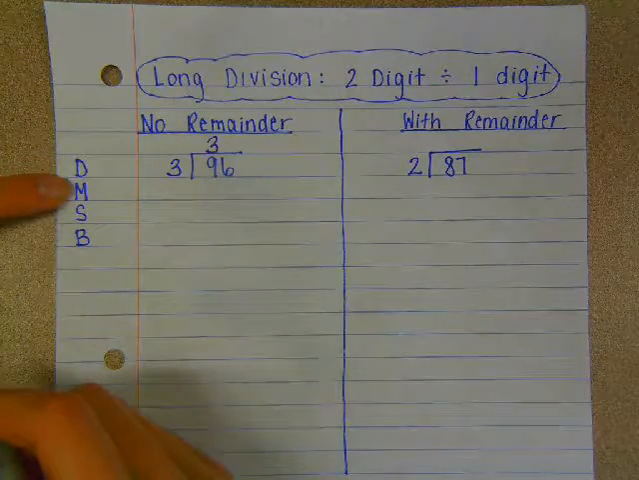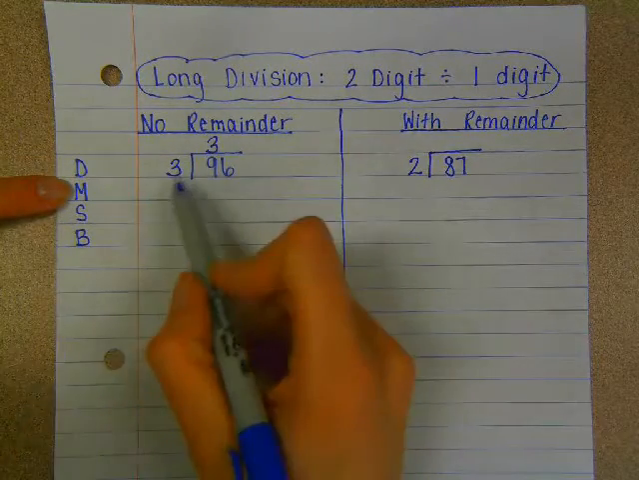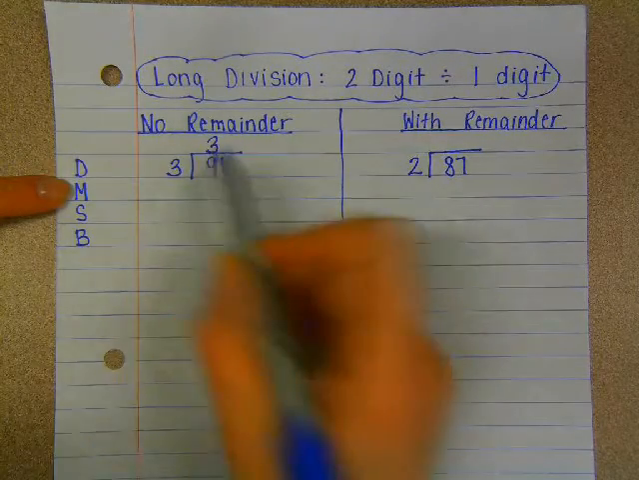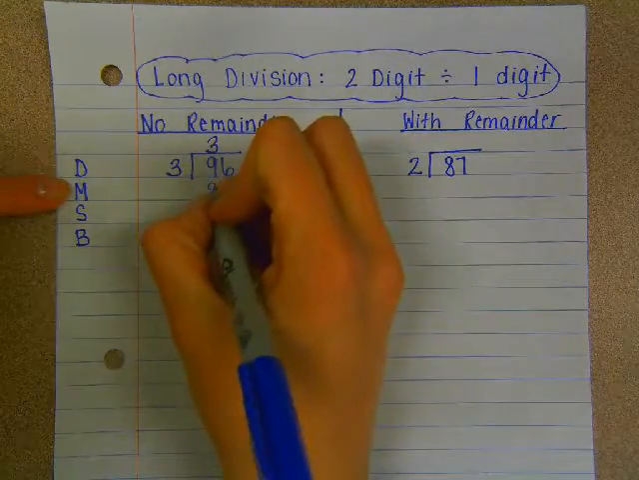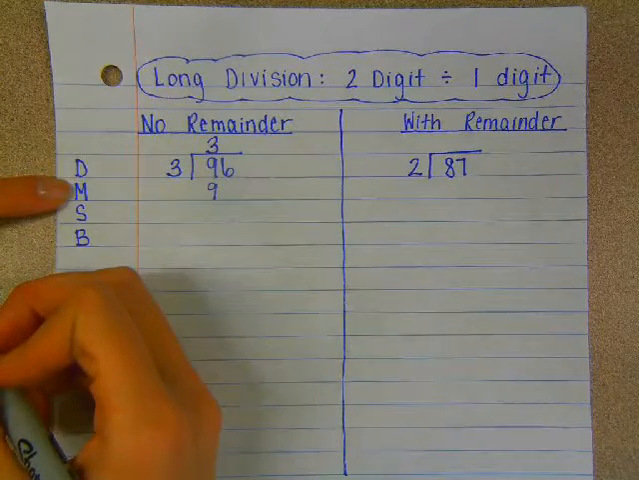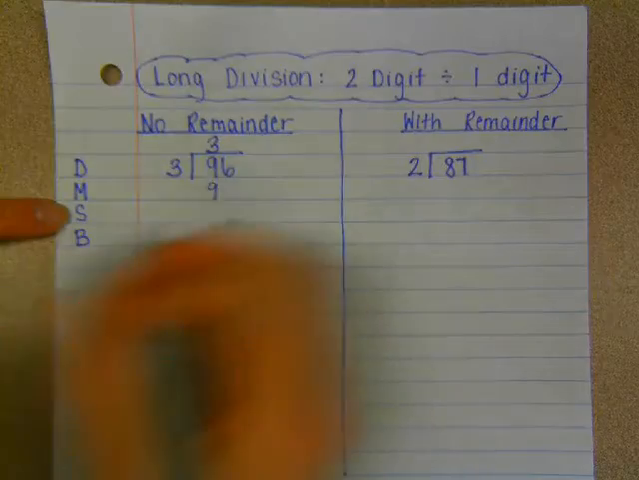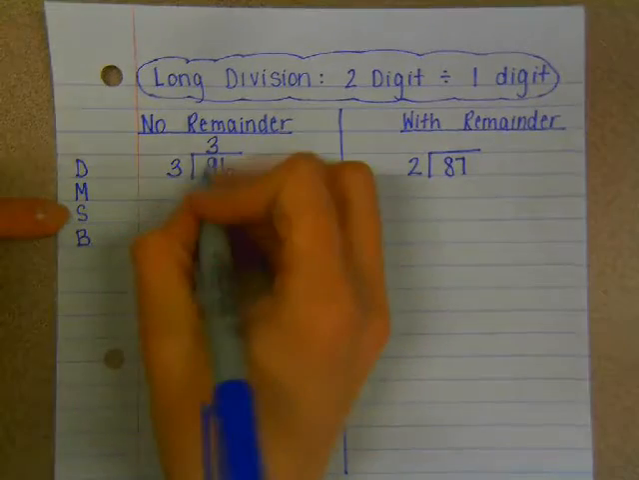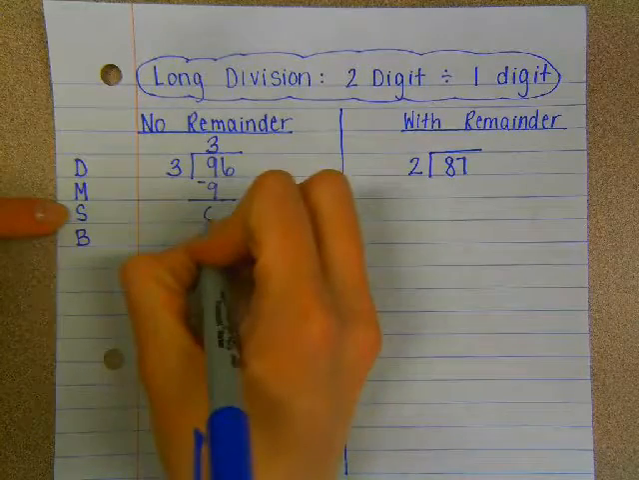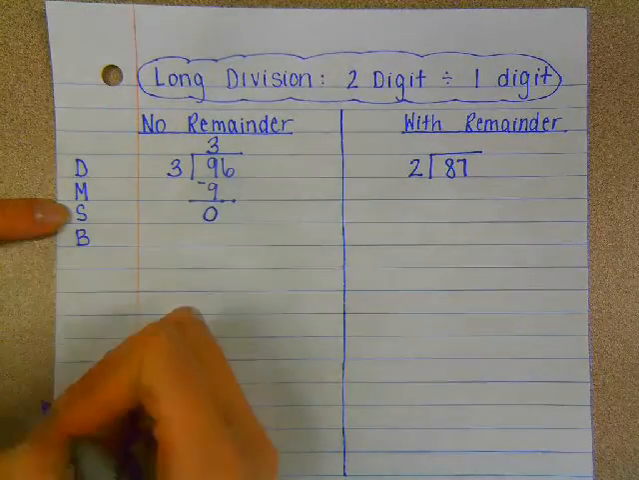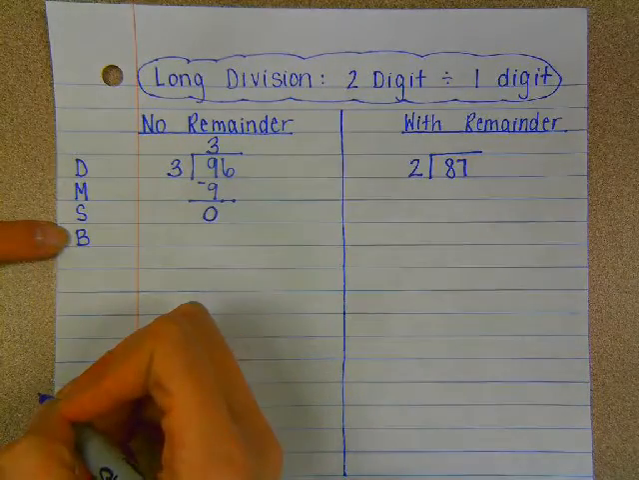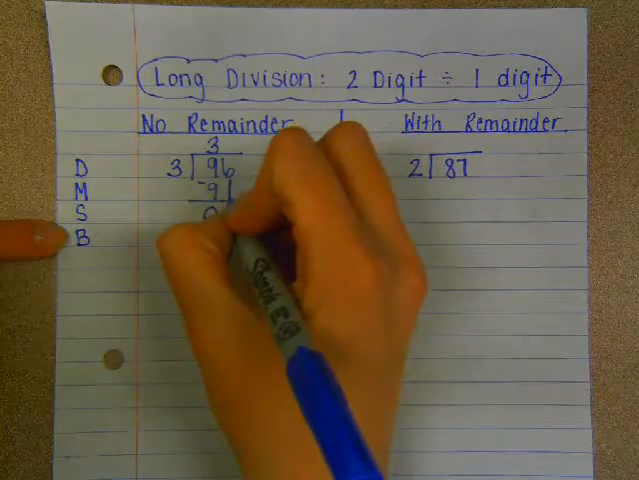Now the next step is multiply. So I need to multiply 3 times 3, which is 9. So I put a 9 below the other 9. And then I'm going to go to my next step, which is subtract. So I'm going to subtract 9 minus 9, which I know is 0. My next step tells me to bring down the next number. So I'm going to bring down the 6.